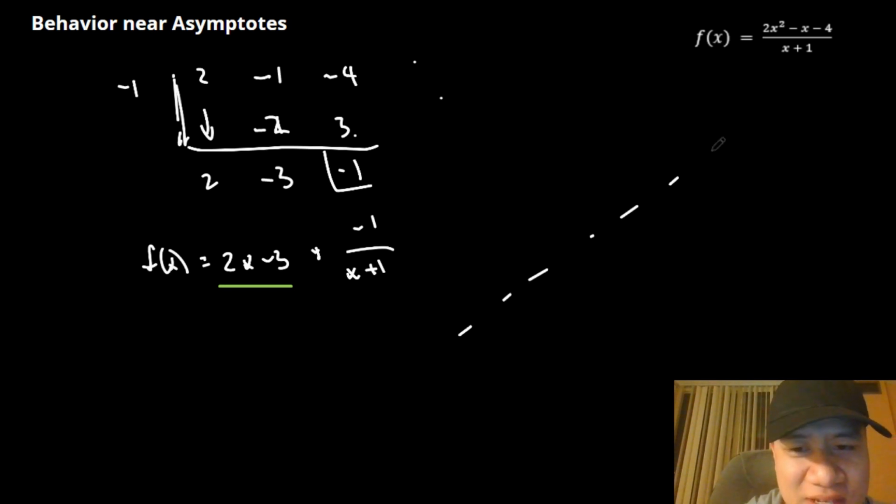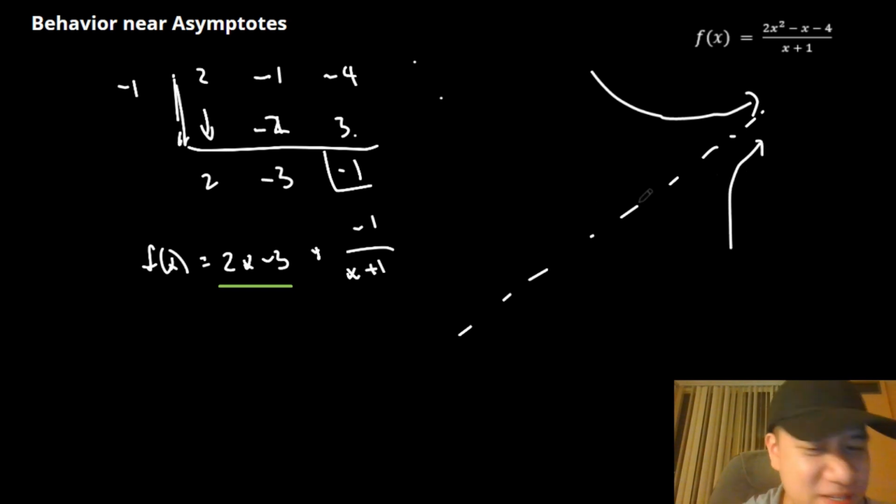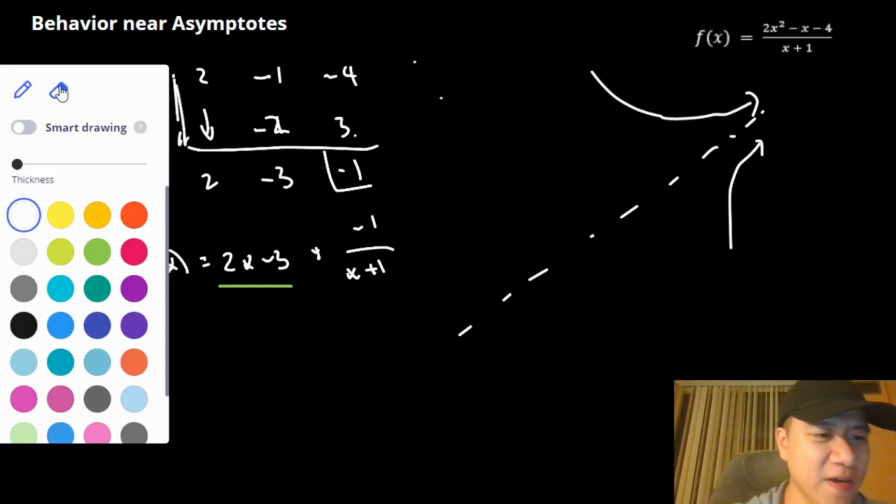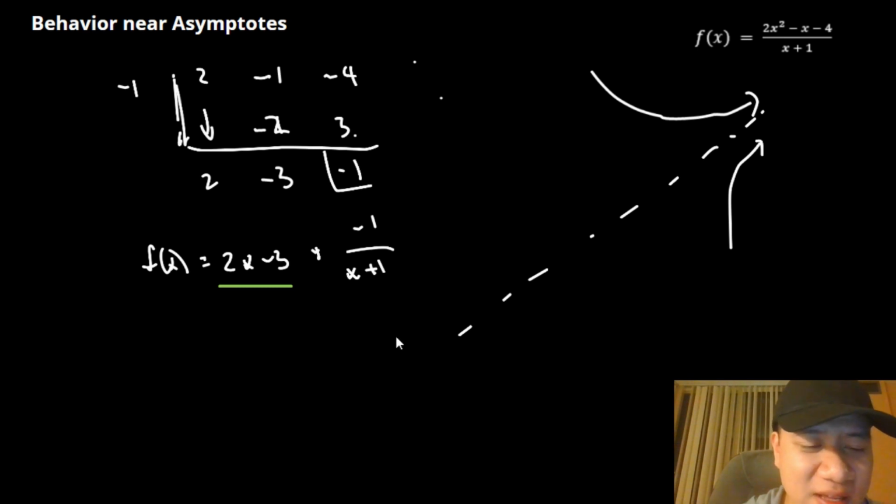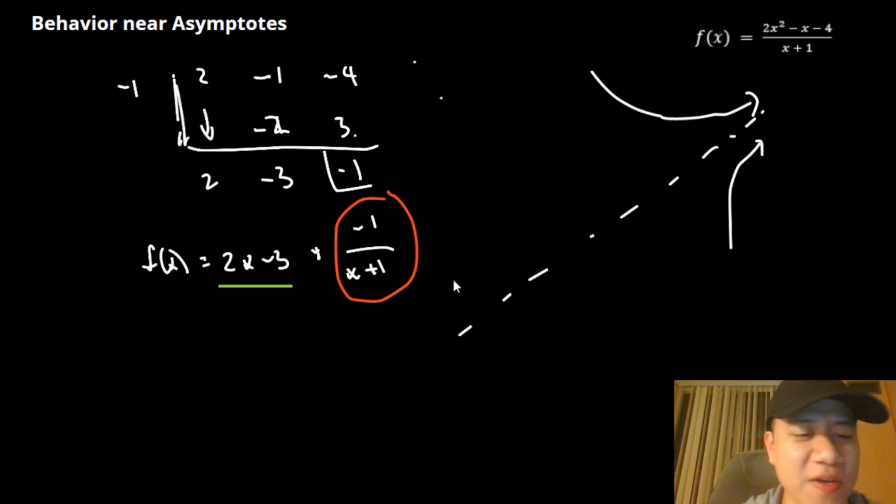So let's kind of draw this out. Just like before, all we have to do is figure out if it's approaching above our OA or from below, when x is approaching positive infinity and when x is approaching negative infinity. So we have to figure it out for both directions. The reason why we wrote it out like this is we can tell very easily by this term over here. Our function is basically 2x minus 3, but we're just adding this little small term. And this term is going to help us a lot.